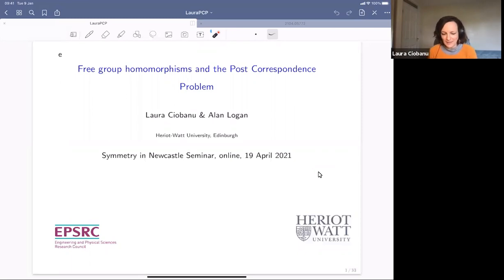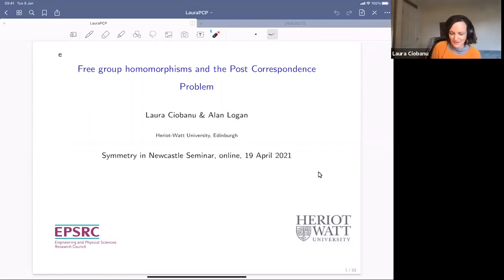Well, I will start in a computer science mode, but you'll see very soon how this connects to nice and difficult and deep questions in group theory. So all of this is with Alan Logan at Heriot-Watt, and I must say the lion's share is due to Alan. I mostly am proud to have survived the year of online teaching, so that's my main contribution here.